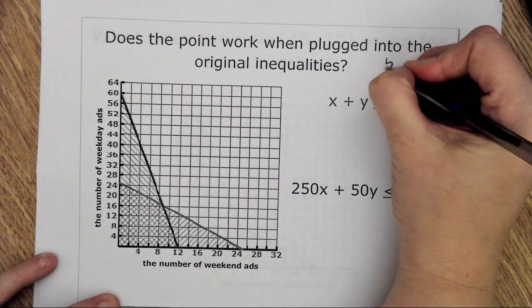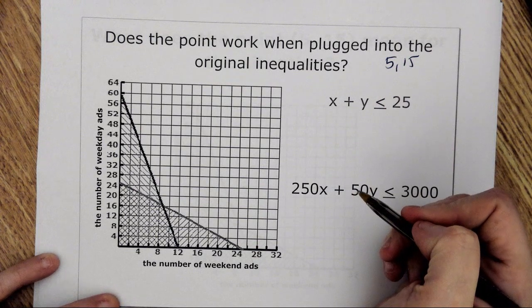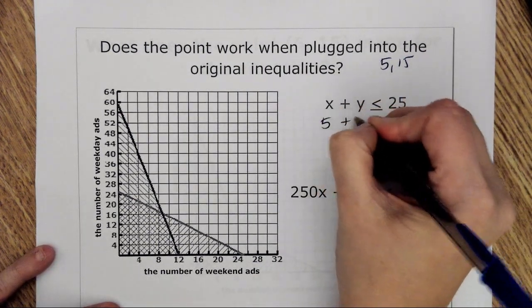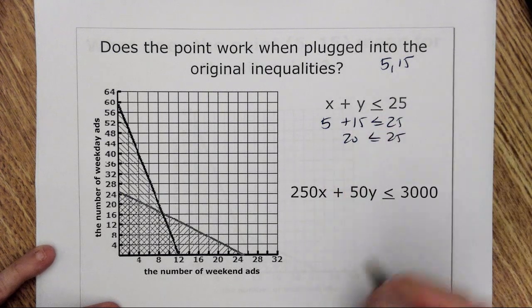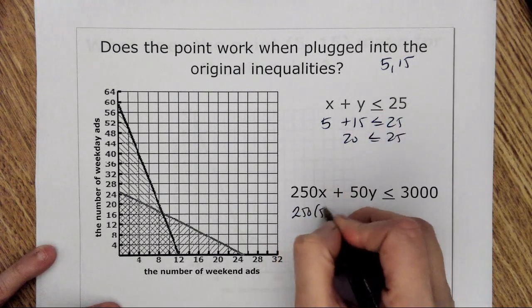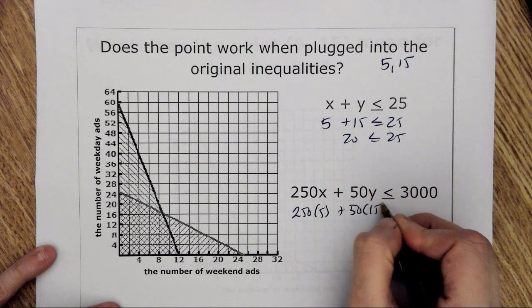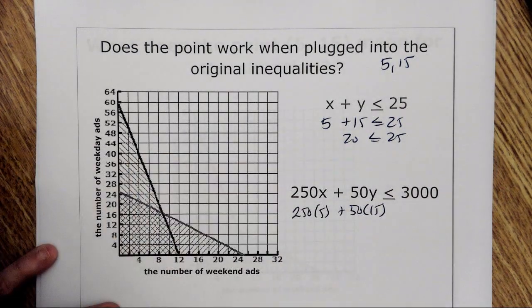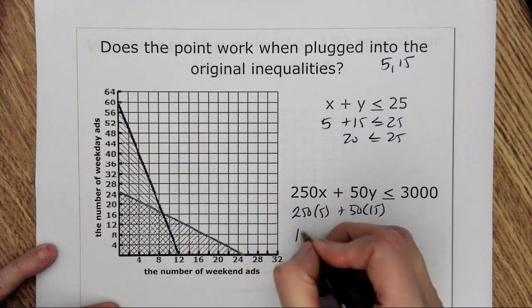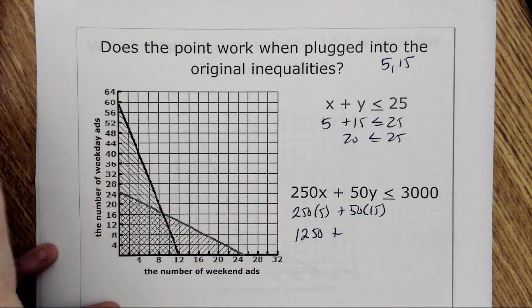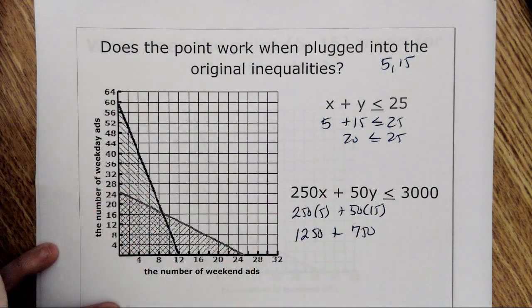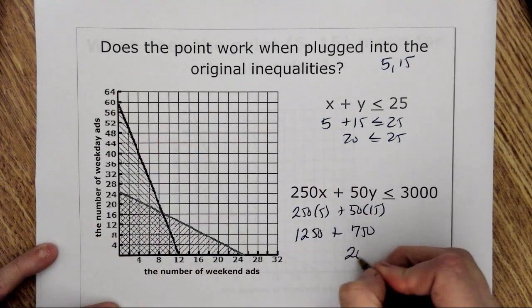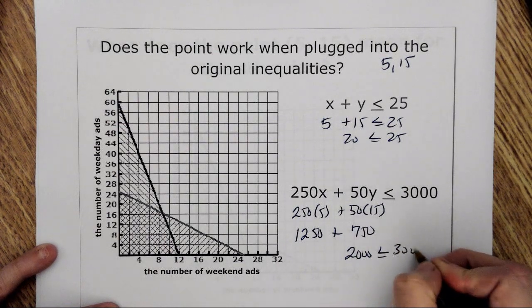So we had 5, 15. Let's see what happens if we put them in the original inequality. 5 plus 15 is 20. That is less than or equal to 25. 250 times 5 plus 50 times 15. Boy, we are going to need our calculator for this one. So 250 times 5 is 1,250. 50 times 15 is 750. We add them together, we get 2,000, which is less than or equal to 3,000.